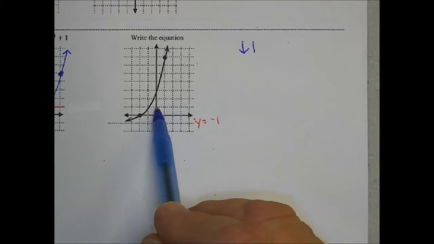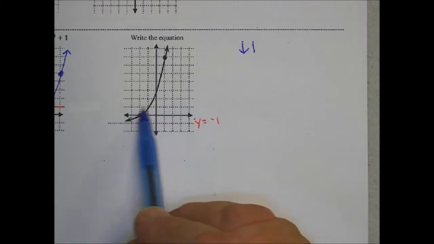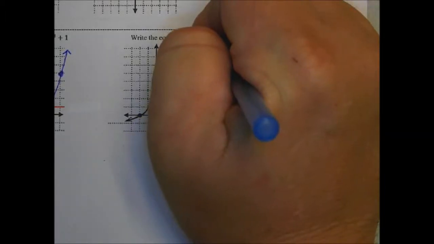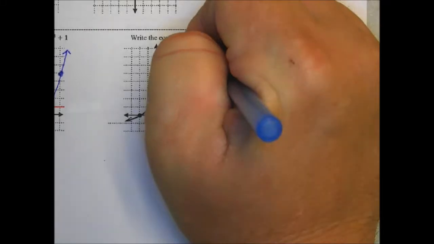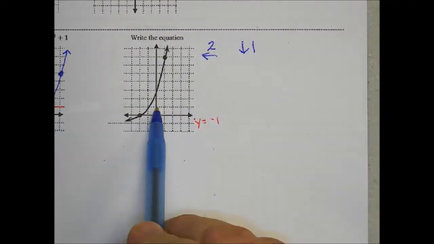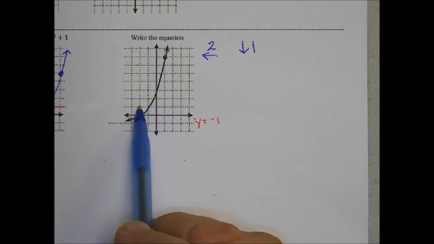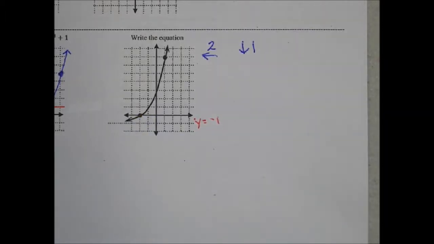Well, if you look, it shifted 1, 2 units to the left. And here's where the key point normally is, 0, 1. It went 2 units to the left and then 1 unit down. So what that's going to do is that's going to help us develop a lot of the equation.